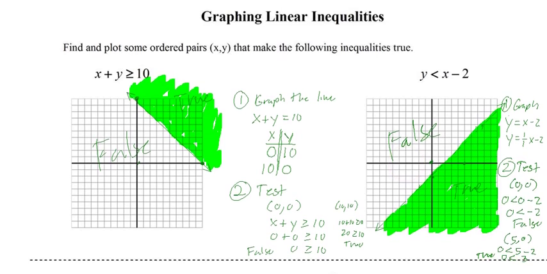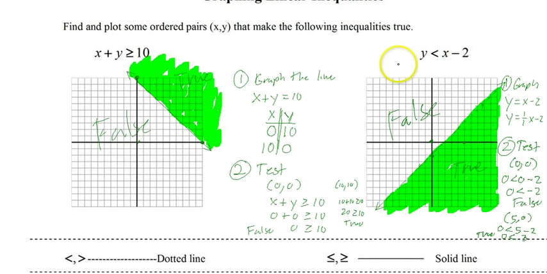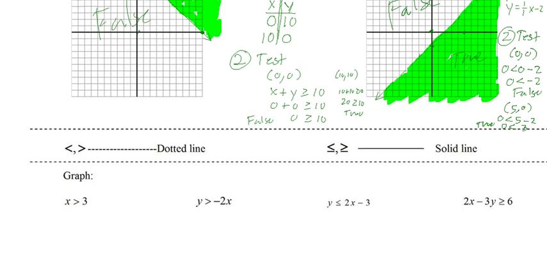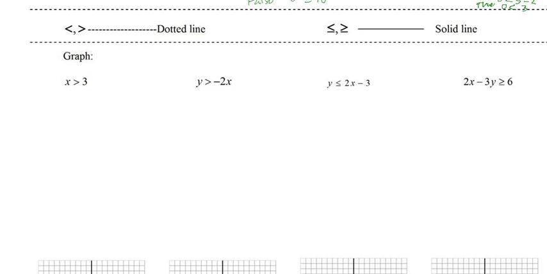So number 1, graph the line. It gives us a border between the solution set. Number 2 is test to see which side has all the true solutions, and that's the side you want to shade. If it's solid, then it means it's equal. And if it's not equal, that means you have to put a dotted line. So these are your rules right there.